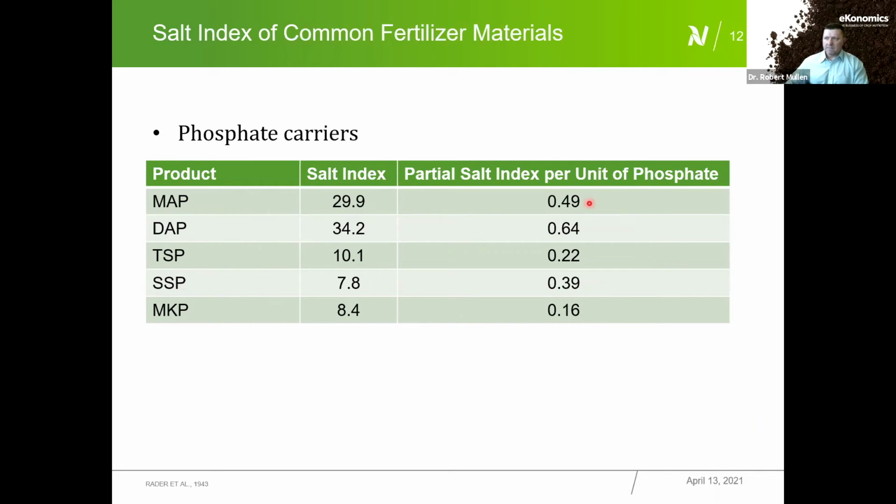Again, these were the predominant forms of phosphate in their day: super, single super, triple super. And then we have potassium carriers as well. I don't know why MAP is there. This was obviously a slide that I didn't get updated. I'll try to update this if you want to copy it.